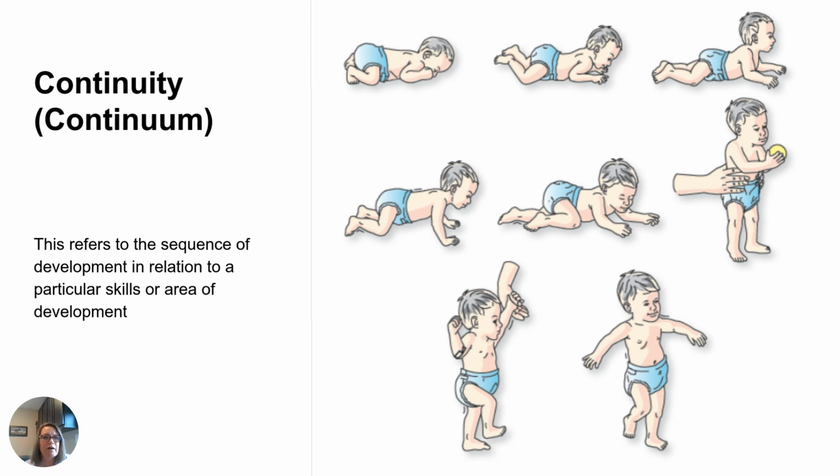So let's think about continuity or the continuum of development, right? So it's important to think of development as a sequence. It follows a specific sequence of skills or areas of development, and that creates this continuum. Think of it as a journey where each step is built on the one before it. So, in other words, the child might first learn to grasp a toy, and then that goes into more complex hand eye coordination tasks. So this doesn't happen in isolation.